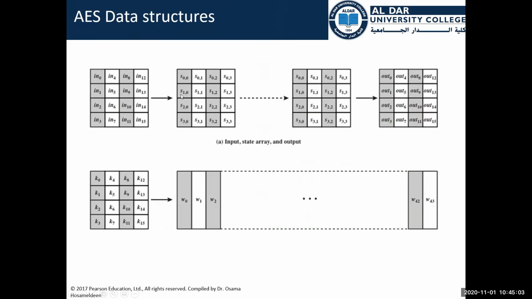Why is it column wise? Because we are going to use the keys the same way. We take this word and apply the same operation together with the corresponding input text from the column here. We will take one column here together with one word in the key, one column here together with one word in the key, and so on, until we get to the last one.